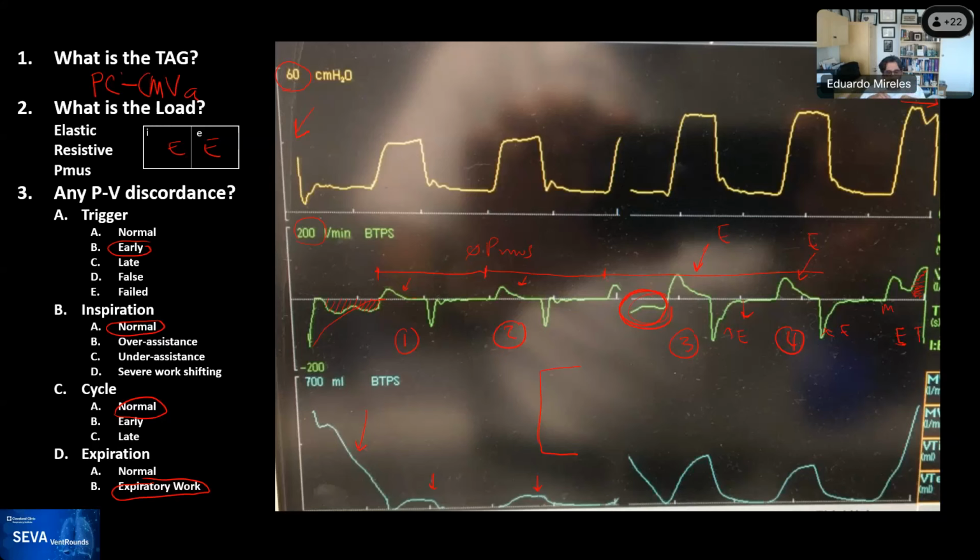Obviously, the point that Rob made is important. If it's just a kink, then you would expect more of a resistive load. But if you obstruct it completely, then it becomes a compliance issue.